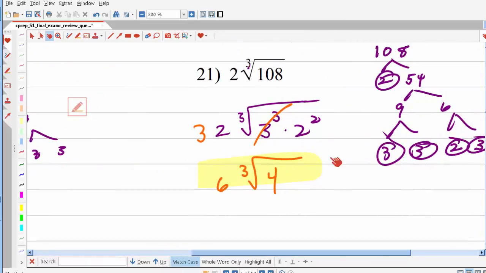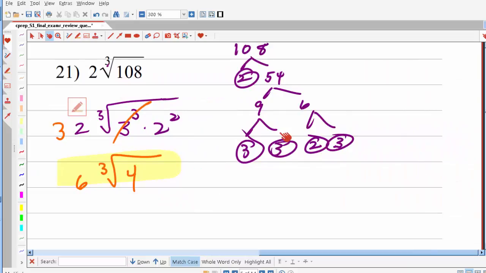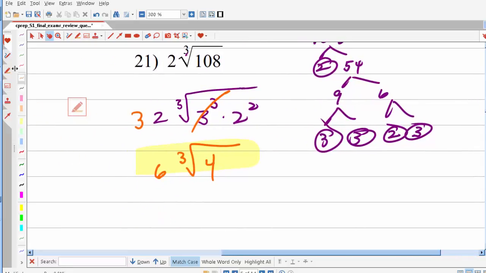Okay, I think I'll stop there. So that's working with higher order radicals and simplifying expressions with higher order radicals. So I'll stop and we'll pick it up in the next screencast.